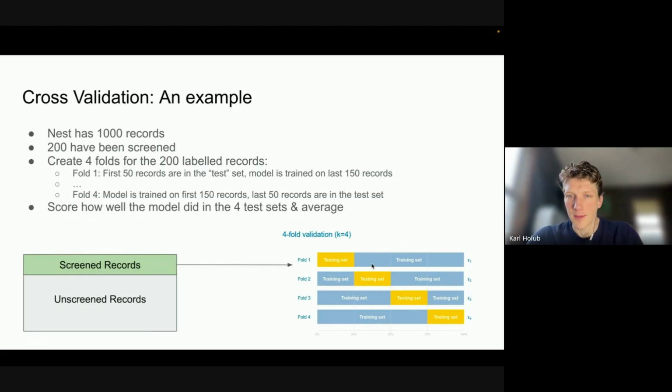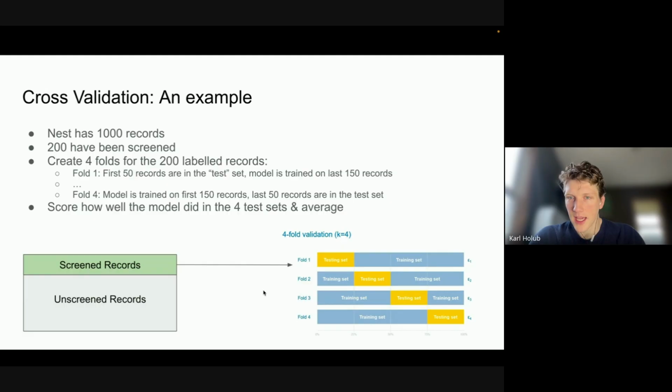So to kind of visually represent this, one fold right here, you can see that a quarter, 50, of our records are put in the test set, and 150, so 3/4, are put into the training set. We're then going to evaluate the model without giving it the labels. So critically, we will only give the features of the test set to the model that we trained over here, and then we're going to score or evaluate how well the model did in the test set. And we're going to repeat this process across all 4 of our folds, and then average up the scores that we got. And that's going to give us some idea of how well we would expect our model to generalize to other new unscreened records.